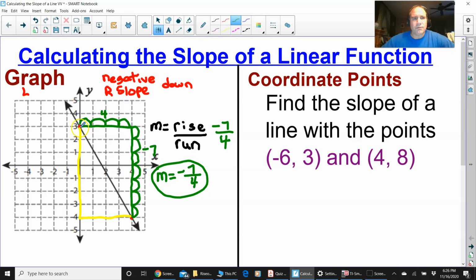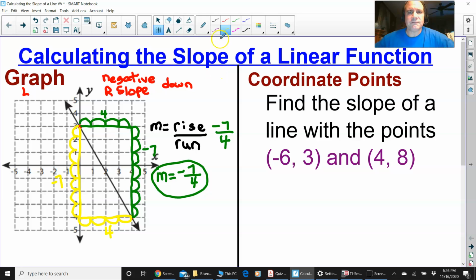So just to go over the yellow side and realize that this is the same thing, I would go down 1, 2, 3, 4, 5, 6, 7. That would be -7 because I went down. And then 1, 2, 3, 4 over to the right. Notice I have the same numbers. My rise would be -7. My run would be 4. It's the same answer. Doesn't matter which way you go, the answer is the same.